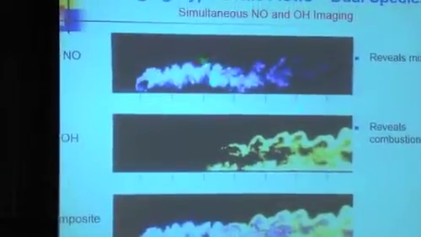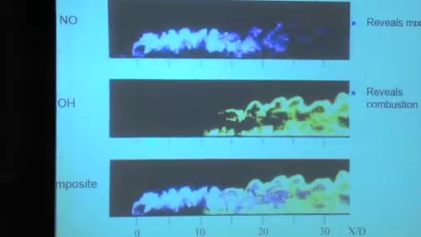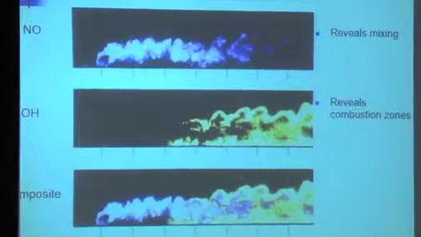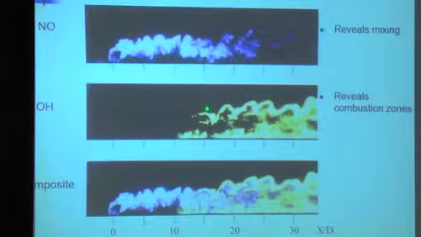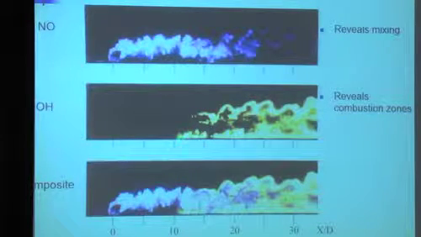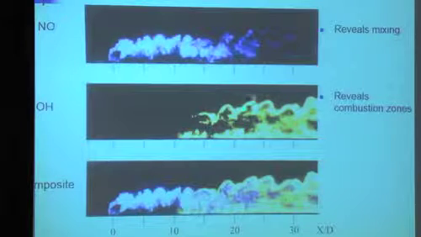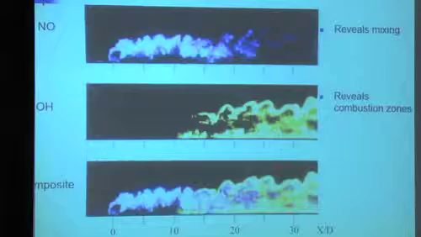He then took his two colors and arranged them so that he could look at NO and OH, or combine them. So here's this jet. He's only measuring now where the fuel is. He's seeding the fuel. Now he's imaging OH. So what we find is there's no combustion until you get down to about 10 diameters downstream. You can see the upper part of the mixing layer and the boundary layer. So all of a sudden you instantly have found out where it is burning.